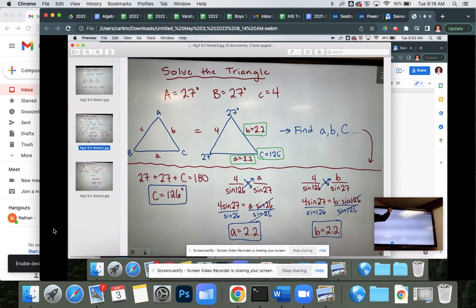So we want to solve the triangle. We have angle A is 27 degrees. Angle B is also 27 degrees. And side C is going to be 4 units, whether that's feet or inches or meters, it doesn't really matter.